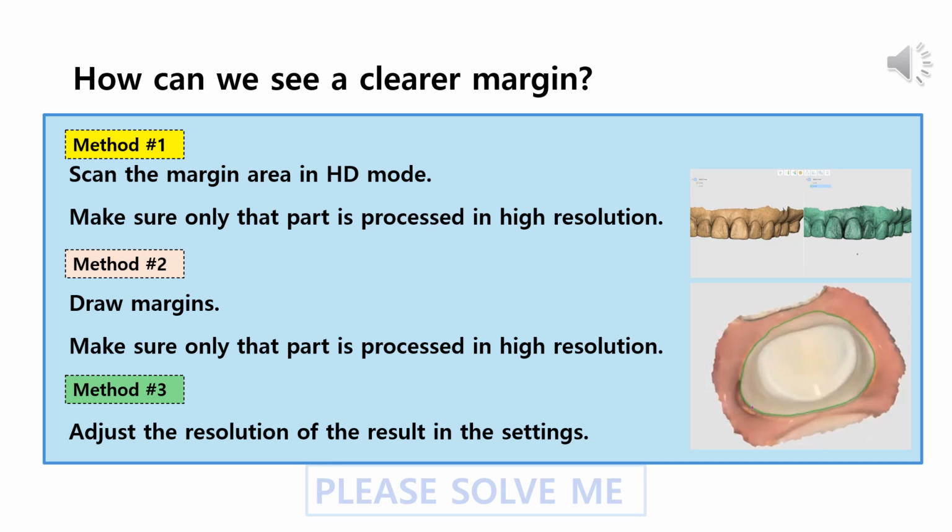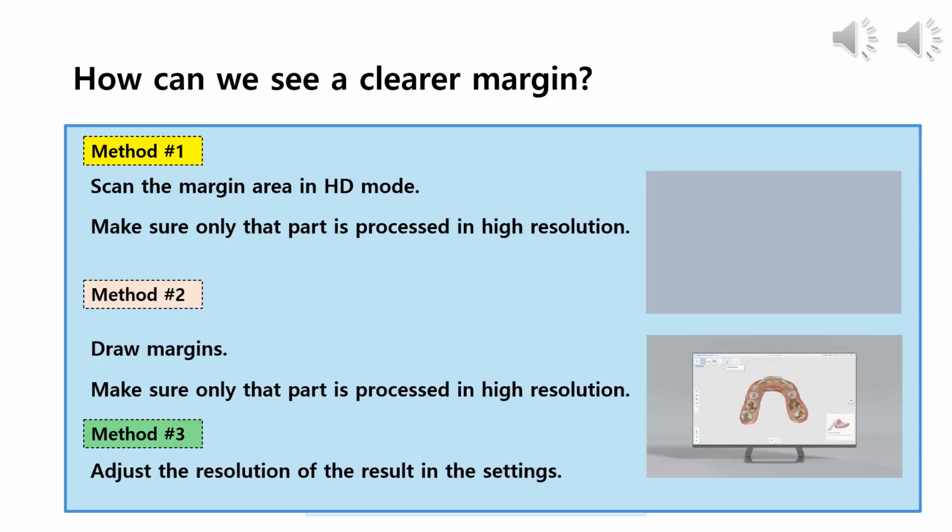Let's take a look at a video that goes through the process. Method number 1. Scan the margin area in HD mode. Make sure only that part is processed in high resolution. Method number 2. Draw margins. Make sure only that part is processed in high resolution. Method number 3. Adjust the resolution of the result in the settings. Watch the video for the method.